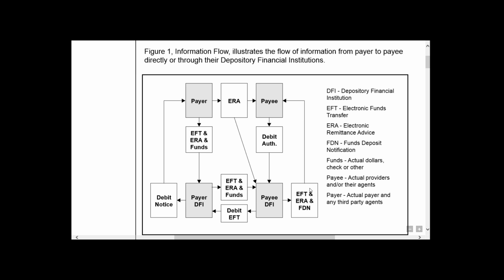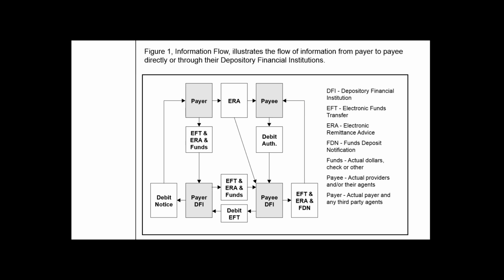Now, here is your payer. And the payer has to provide the payment information, that is also called the electronic remittance advice, which is your electronic payment information, to the payee who is supposed to receive the payment. Now, as part of the ERA, which is electronic remittance advice, that's what we need to understand. So here we have the EFT, ERA and funds. So these are the methods how the payment can be done.